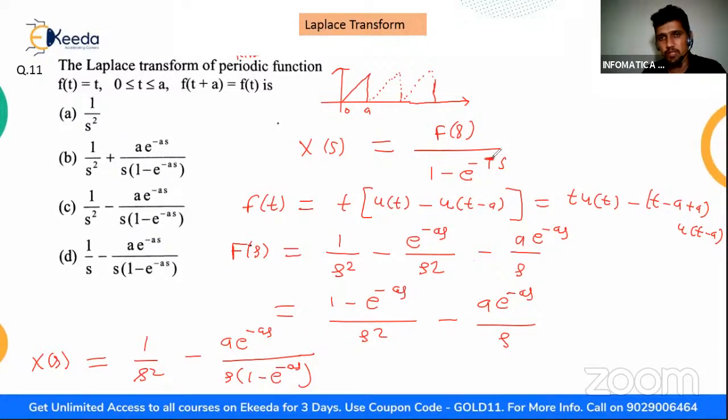Okay, with replacing t equal to a. So 1 upon s square, minus a e to the power minus as upon s, 1 minus e to the power minus as. Which option is correct? I think C is correct. Okay.